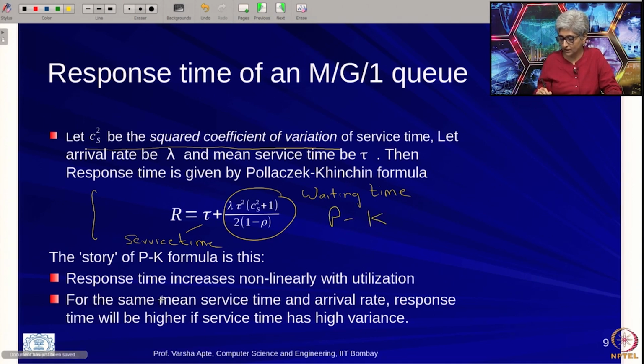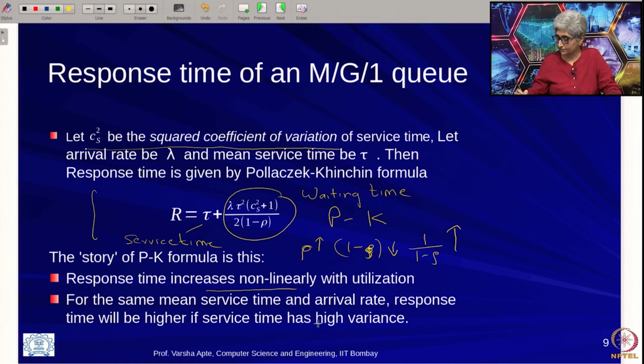It is telling you that response time increases non-linearly with utilization, right. As rho increases, 1 minus rho will decrease. Okay. If 1 minus rho decreases, then 1 over 1 minus rho will increase, right. That factor, 1 over 1 minus rho, will increase, but it increases non-linearly because 1 minus rho is in the denominator. Okay. So, it is not a linear increase. So, there is a non-linear increase with respect to increasing utilization.